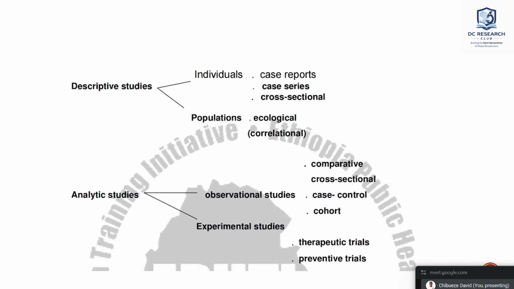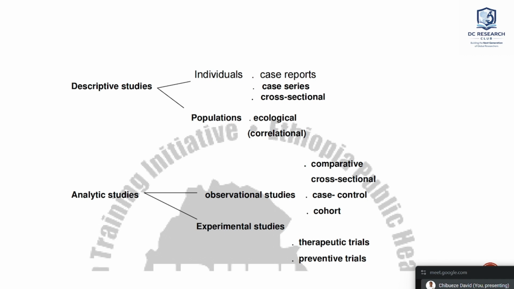For individuals, basically, we are looking at case reports, case series, or cross-sectional study. I already spoke about cross-sectional study being a snapshot at a point in time. Case series basically means, let's say you go to the hospital, you look at their case series. Case series is for different people with the same condition.